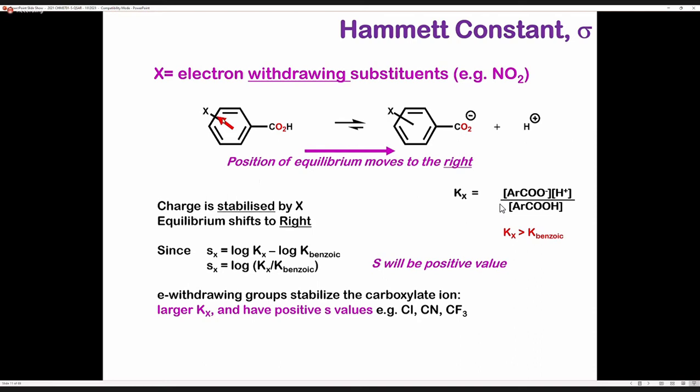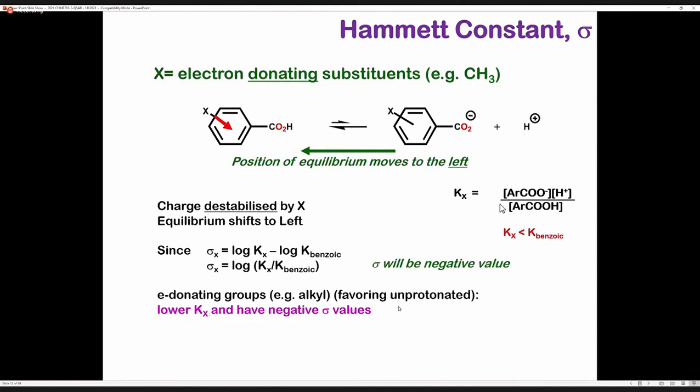So you change this to some kind of group. Kat sini contoh diberi ialah NO2, right? So you change the X from hydrogen to NO2, and then dia akan bagi you basically reaction yang sama, cuma dia punya equilibrium dia move to the right. Okay. Why? Because charge is stabilized by the NO2, so equilibrium will shift to the right. So this is basically what you observe lah bila you tukar, right? So this the value will be given lah.